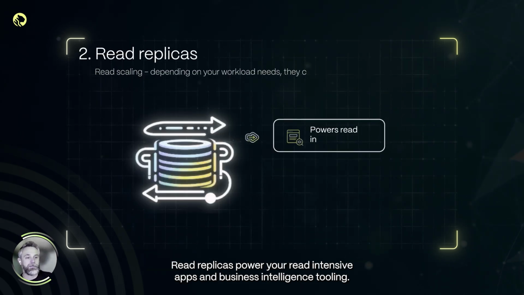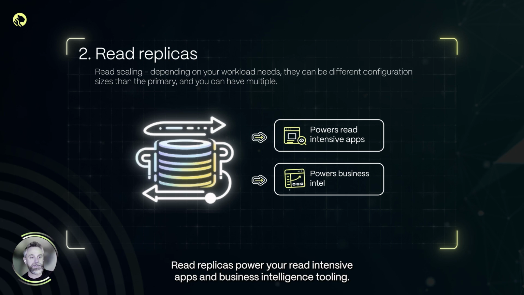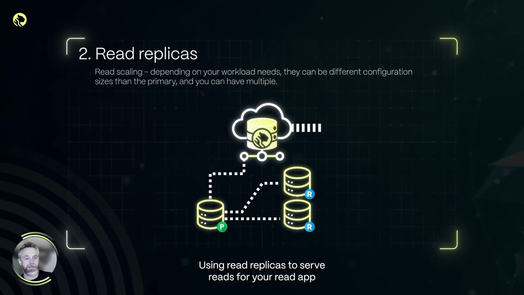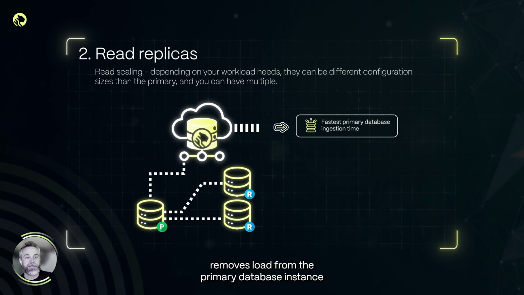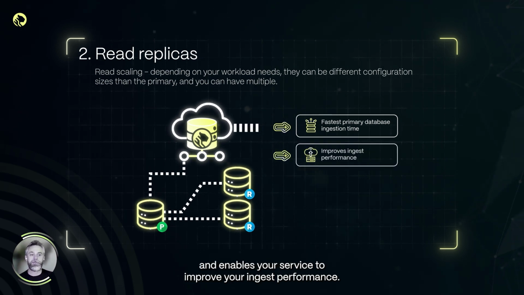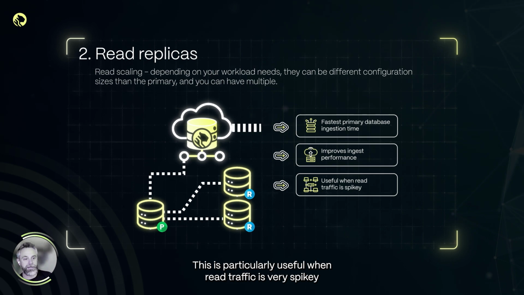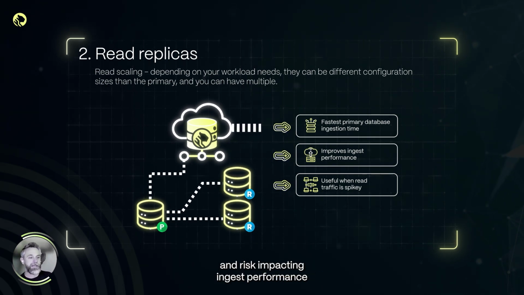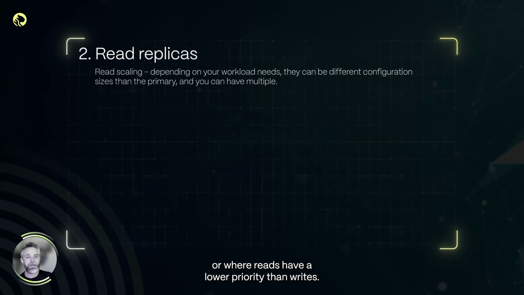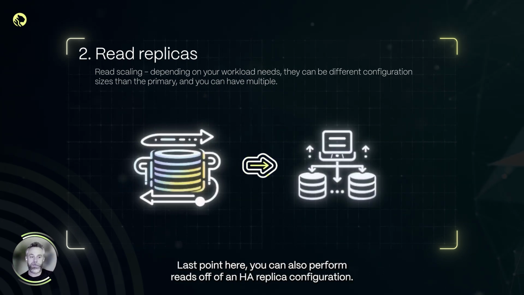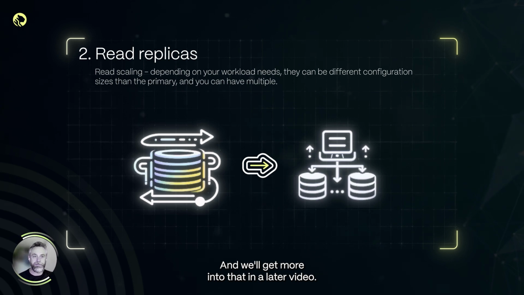Read replicas power your read-intensive apps and business intelligence tooling. Using read replicas to serve reads for your read app removes load from the primary database instance and enables your service to improve its ingest performance. This is particularly useful when read traffic is very spiky and risks impacting ingest performance, or where reads have a lower priority than writes. Last point here, you can also perform reads off of an HA replica configuration, and we'll get more into that in a later video.